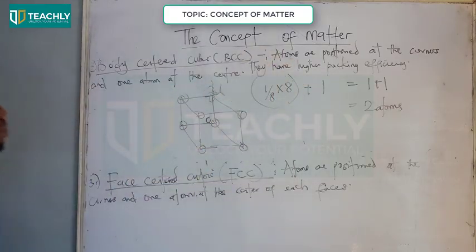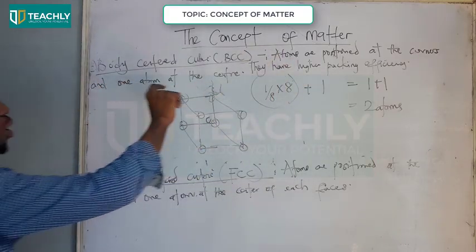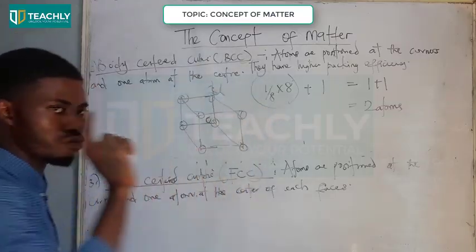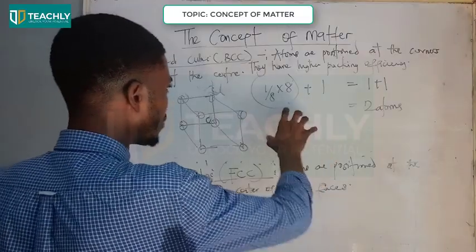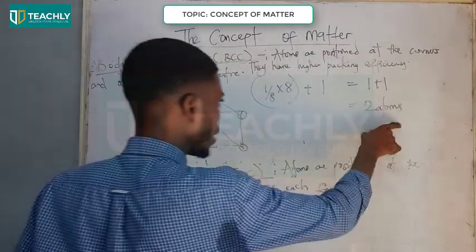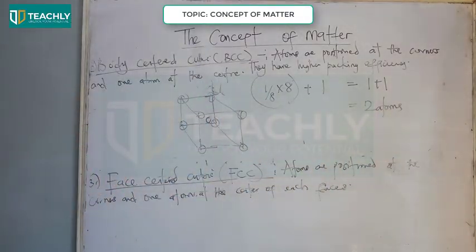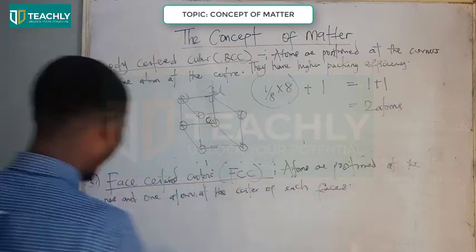And don't forget that I said that one of these is equal to 1 over 8, because they are being shared. So 1 over 8 times 8, plus 1 atom at the center, is going to give us how many atoms? 2 atoms.